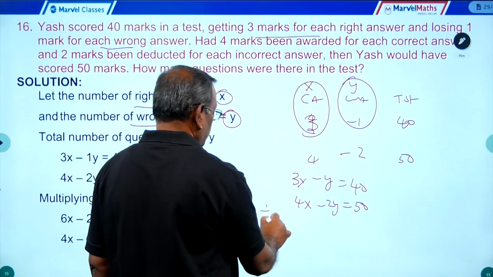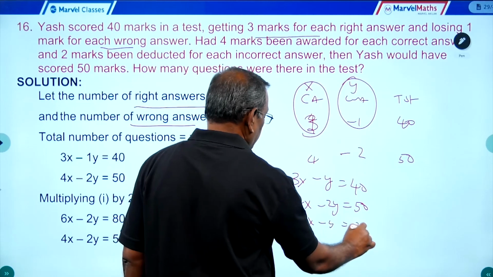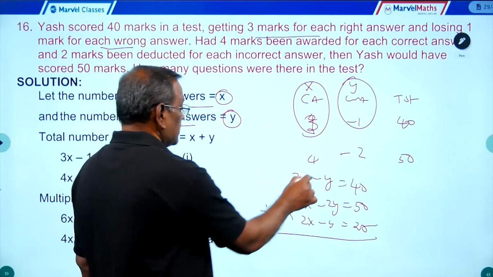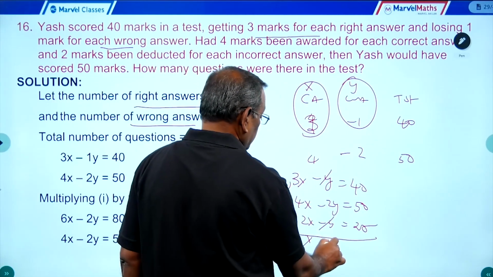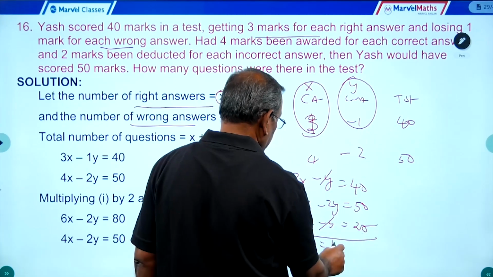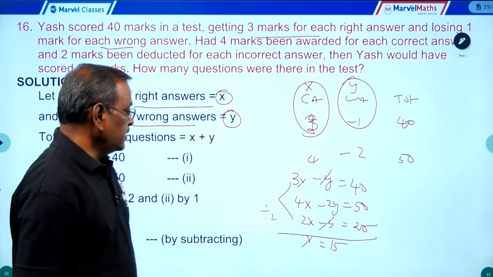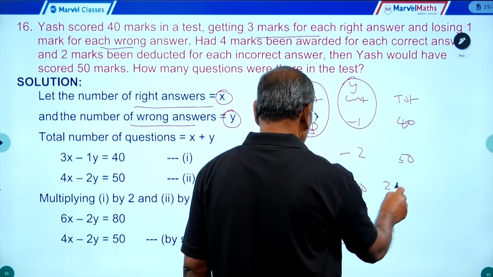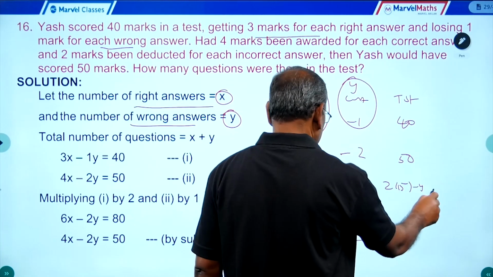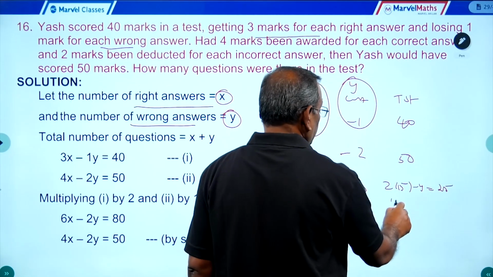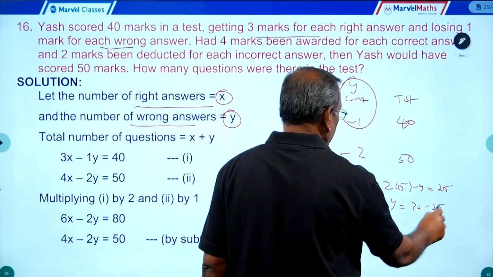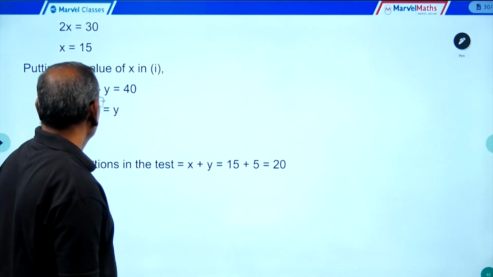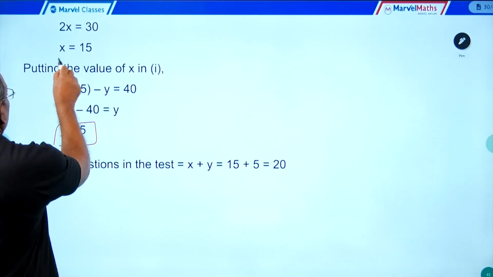If you divide by 2, you will get 2x minus y equal to 25. Subtract these two equations. Subtract first and third. If I subtract, these two get cancelled. x equal to 40 minus 25, 15. When x equal to 15, how to calculate y? Substitute in this equation. 2 into 15 minus y equal to 25. So what is y equal to? 30 minus 25. So y equal to 5. So y equal to 5 and x equal to 15.